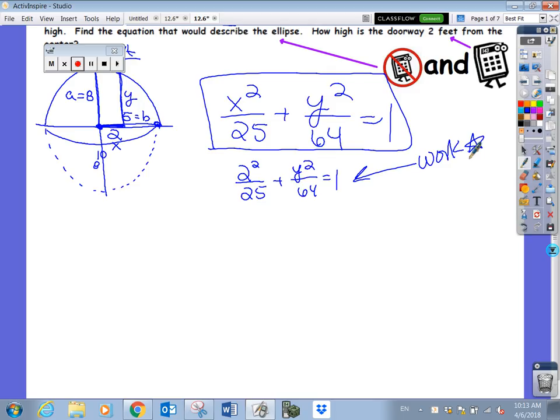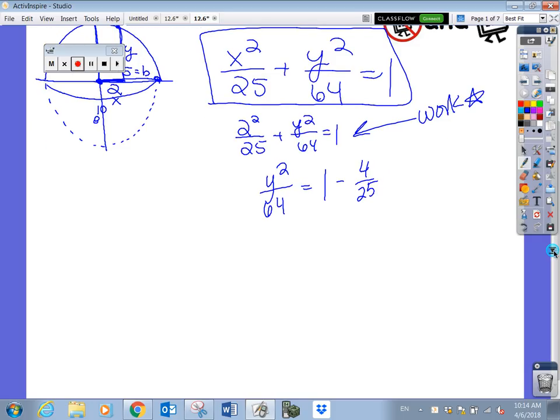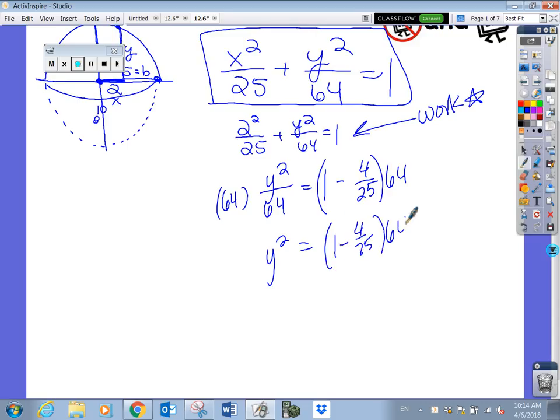Now I'm going to show you how to do that in case you don't know what to do from there. So this is just a number, 2 squared over 25, whatever number that is. So we want to bring it to the other side. So you end up with y squared over 64 equals 1 minus 4 over 25. Again, all this can be done in your calculator. Then you multiply both sides by 64, and you get y squared equals whatever that number is.